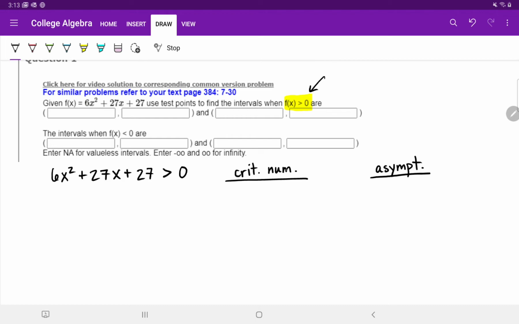To find critical numbers, we set the numerator of our function equal to 0. Well, our entire function is just a numerator, right? There's no fraction here. So for the second part, to find our asymptotes, we won't have any. To find asymptotes, you set your denominator equal to 0, but we don't have a denominator, so we don't have to worry about that in this problem. So let's focus on critical numbers.